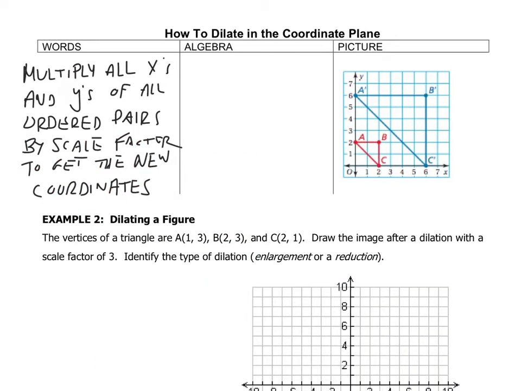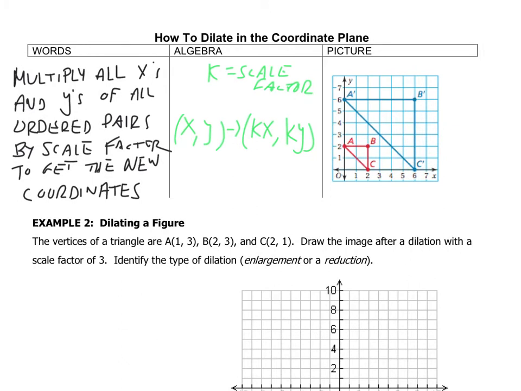It's how we determine how much bigger or smaller our sides are going to become. Here's a chart where we look at what the words mean, the algebra, and the picture. Off to the left, this is basically what in words we're going to do to dilate in this coordinate plane. We're going to multiply all of the x's and y's of all the ordered pairs by the scale factor to get our new ordered pairs or coordinates. And that's going to help us create this picture. Remember, the A, B, C without the primes is my original, to change into this A prime, B prime, C prime. Okay? So, the algebra looks like this.